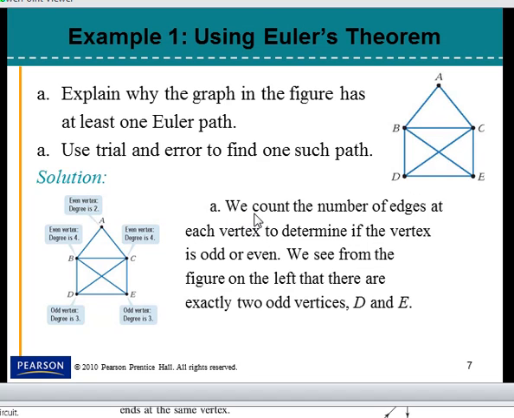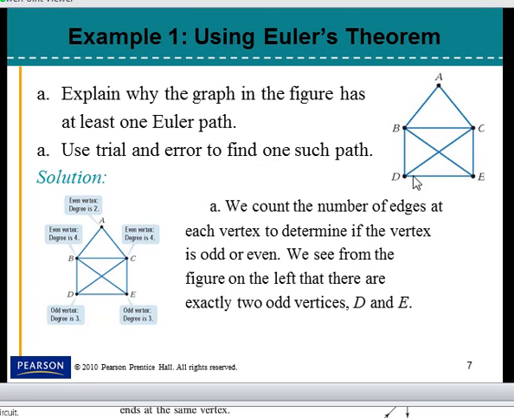As indicated here, we count the number of edges at each vertex to determine if the vertex is odd or even. So we look at vertex A. There are two edges intersecting A, so A is even. We look at B. We have 1, 2, 3, 4 edges intersecting vertex B, so B is even. We look at C. We have 1, 2, 3, 4 edges intersecting C. C is even. We look at D.